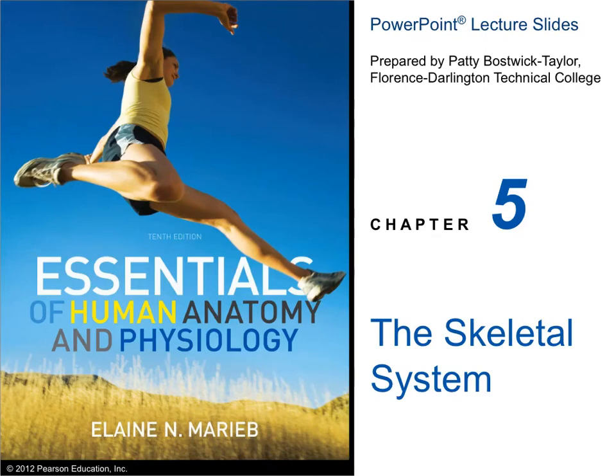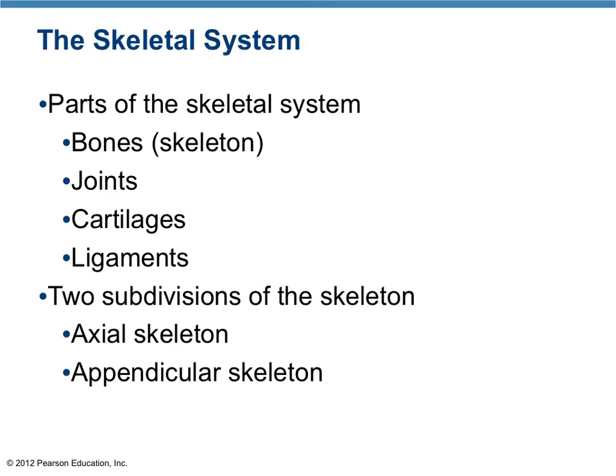Today we're going to start talking about the skeletal system. The parts of the skeletal system include your bones, of course, and then the joints where bones connect to other bones, cartilages, which are oftentimes extensions of bone, and ligaments, which hold bones together. And there's two subdivisions of the way the skeleton is divided. So there's the axial skeleton and the appendicular skeleton. We'll be talking about both of those in detail in a different lecture.